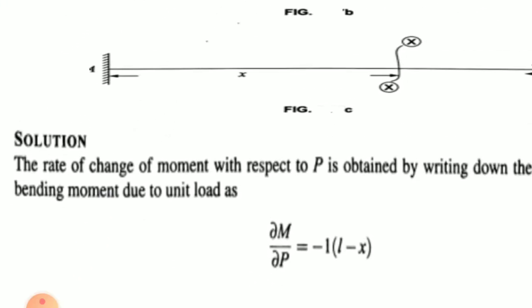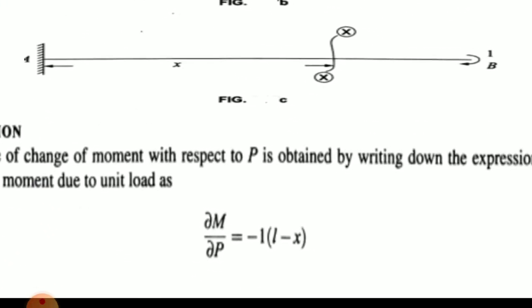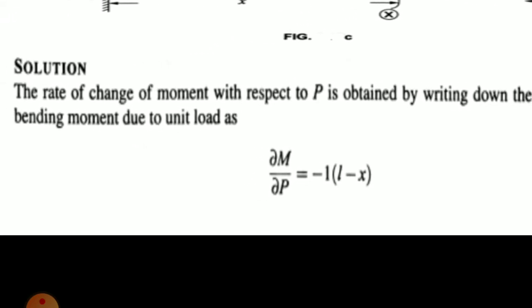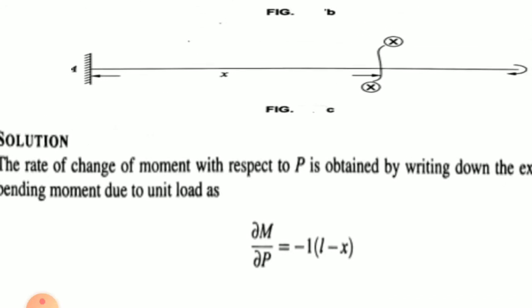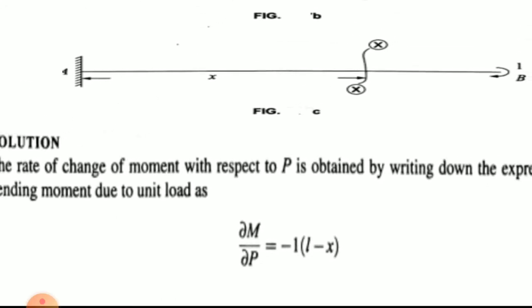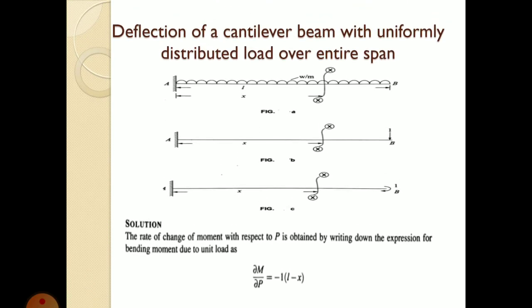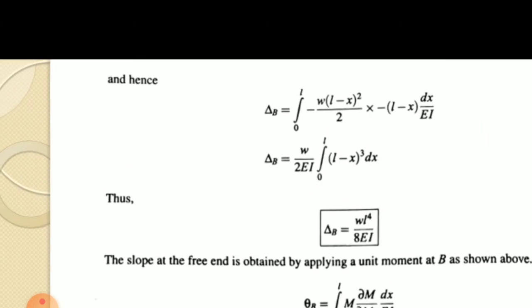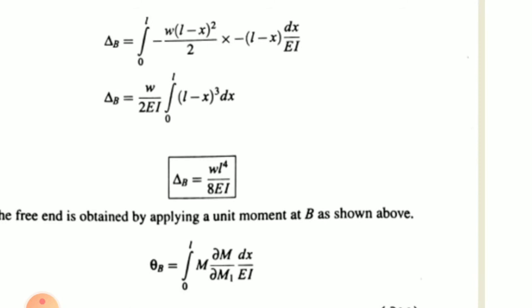So the rate of change of moment with respect to P is obtained by writing down the expression for the bending moment due to unit load. Therefore, del M by del P is equal to minus 1 into L minus X. That is nothing but moment due to unit load considering the second figure. Then delta B will be equal to integral of M into del M by del P into dx by EI.